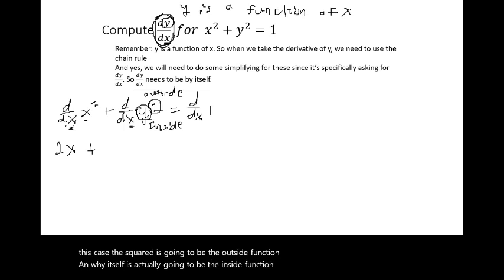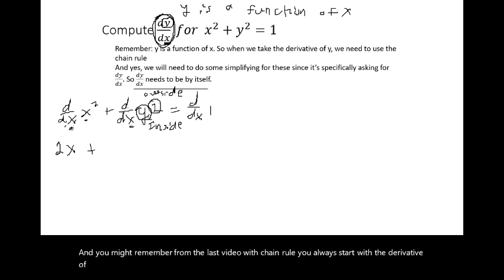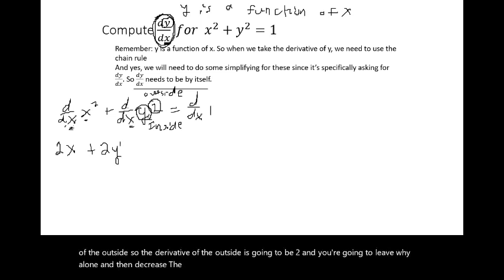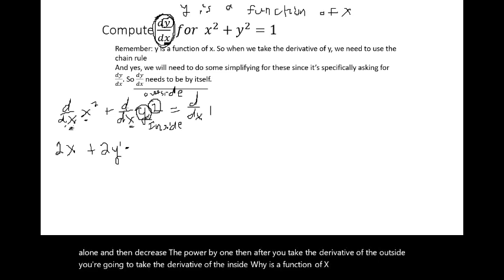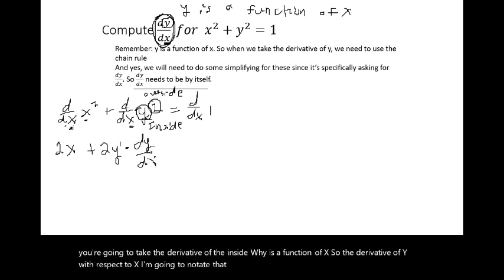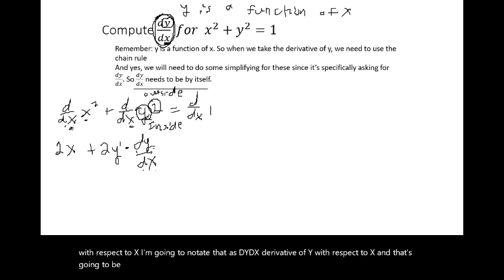And you might remember from the last video, with chain rule, you always start with the derivative of the outside. So the derivative of the outside is going to be 2, and you're going to leave y alone and then decrease the power by 1. Then, after you take the derivative of the outside, you're going to take the derivative of the inside. Y is a function of x. So the derivative of y with respect to x, I'm going to notate that as dy/dx. That's going to be the derivative of the inside.